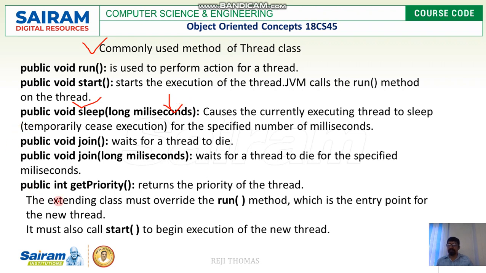There is another method called join, the same method, but it takes parameters. Here you can specify the number of milliseconds you want your thread to wait. So it waits for a thread to die for a specified number of milliseconds, which is going to stop its execution for that many milliseconds. There is another method related to priority, which is going to give you the priority of a thread. As I told before, every thread has got its own priority. If you want to know the priority of the current thread or your thread, we can make use of the method called getPriority.